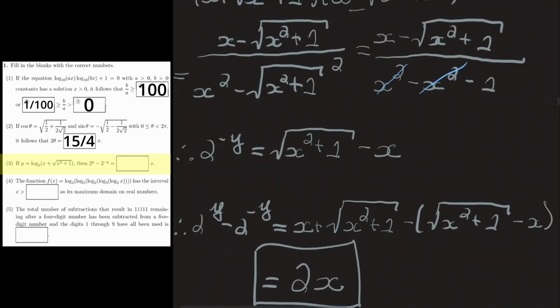So we found earlier what 2 to the power of y is equal to. We just found what 2 to the power of negative y is equal to. So if we plug those into our expression, we have x plus the square root minus the square root minus x. So we have plus the square root and minus the square root, so those cancel out. And so we end up with just that 2 to the y minus 2 to the negative y is equal to 2x, and that is the answer to this question.